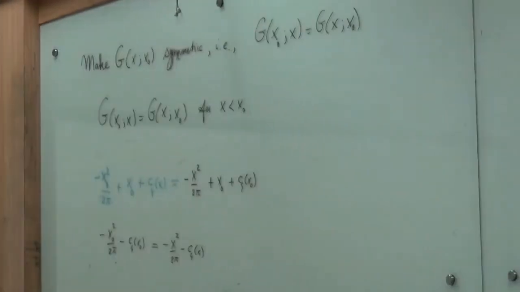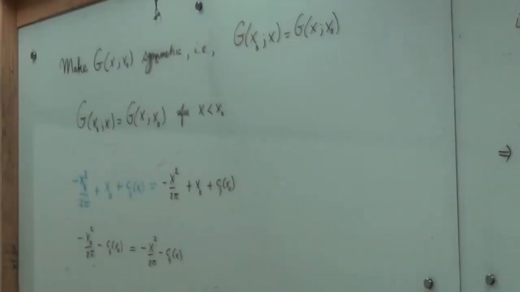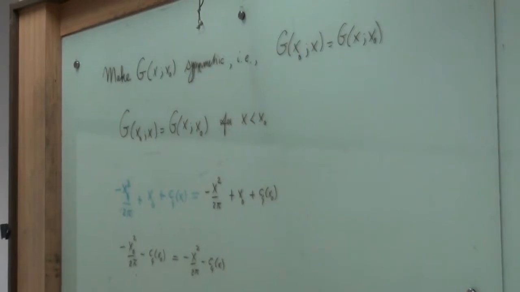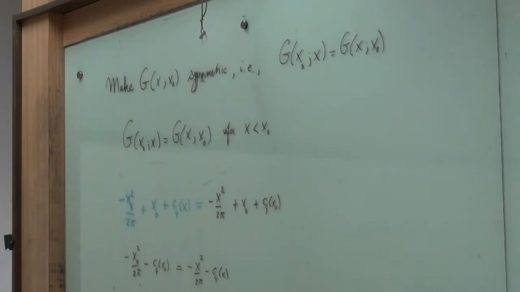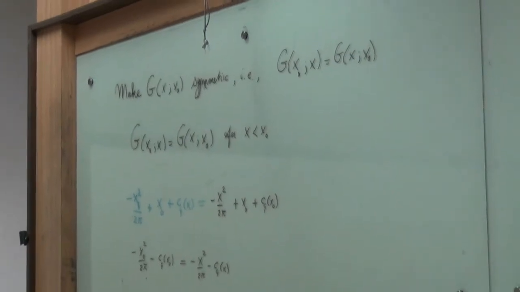What do I now obtain? It has nothing to do with differential equations. What can you tell me? What should c4 be? c4x should be minus x squared over 2 pi. Is that the correct answer? It is an answer. It satisfies. So you'll find the Green's function.